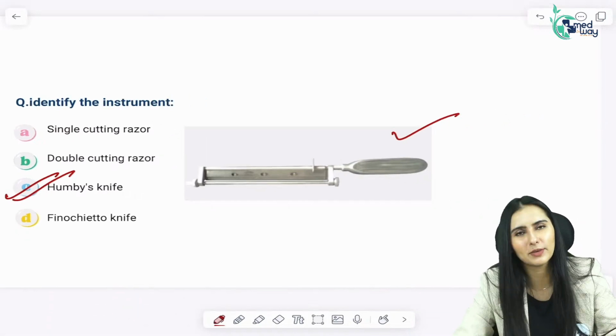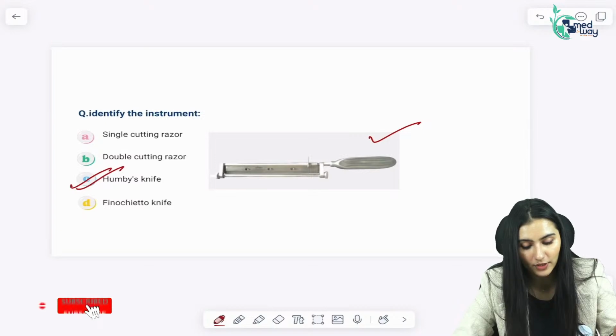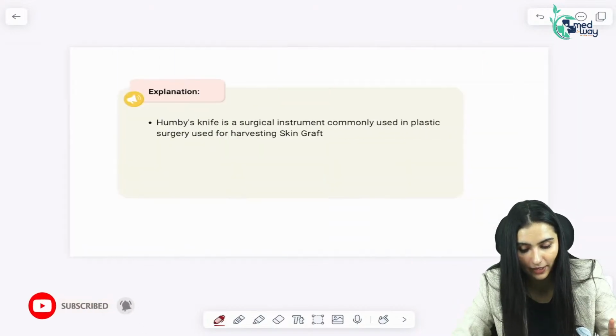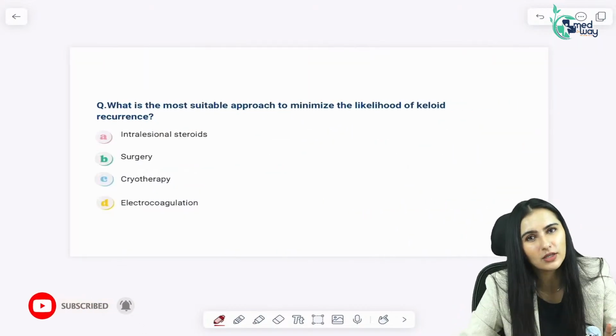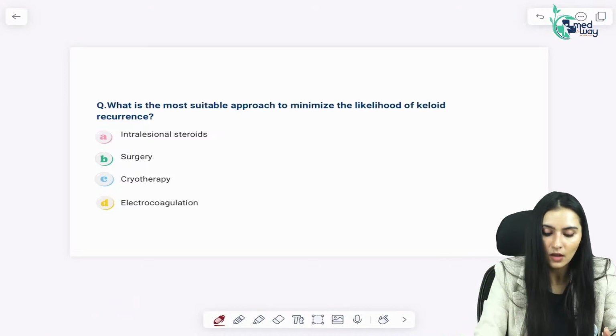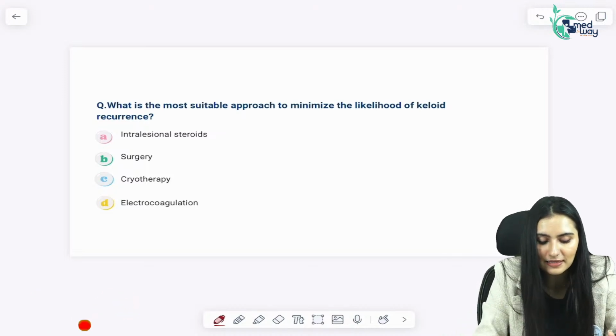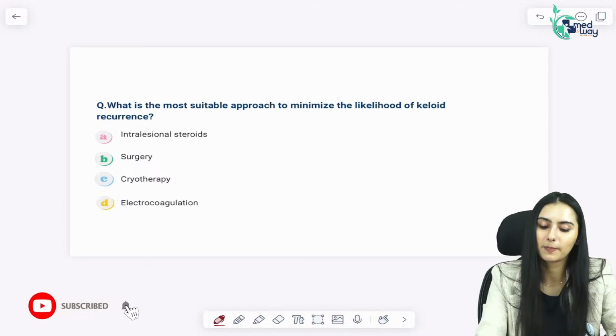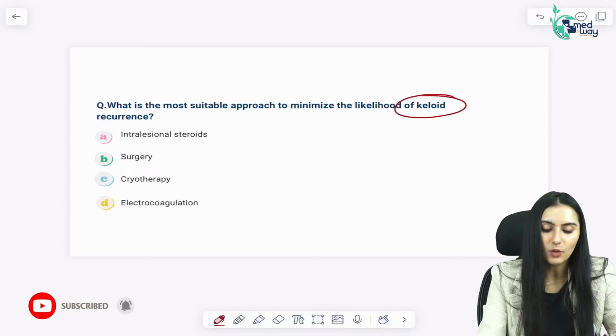There are very few instruments in dermatology, but you need to know them. Those very few have to be known. Okay, this is Humbee's knife. What is it used for? It is used for skin grafting. What is the most suitable approach to minimize the likelihood of keloid? Okay. Alright, so what happens in keloid?